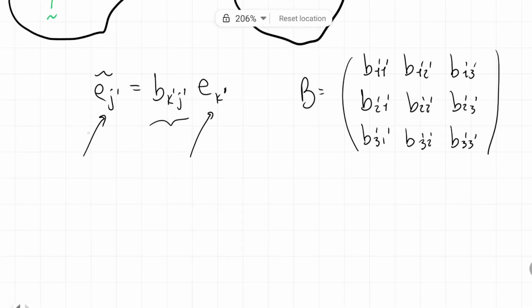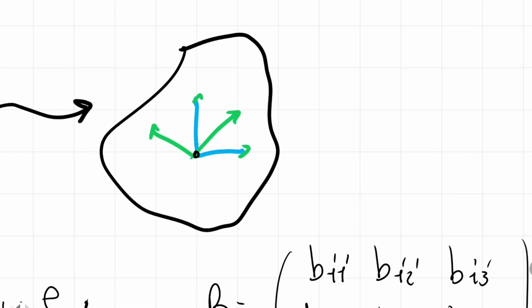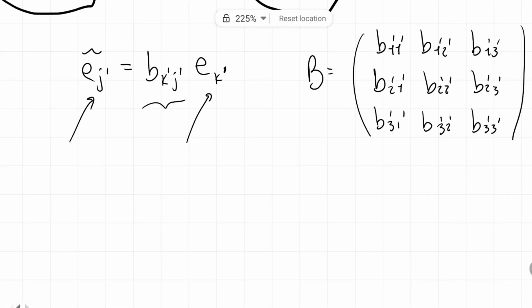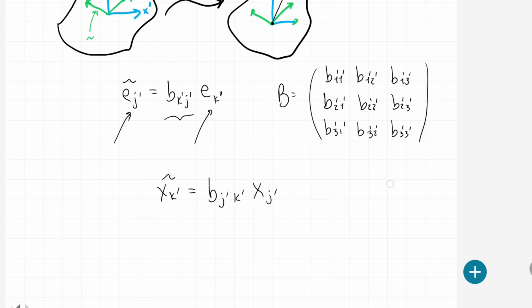And since we can transform the components of the basis, we can also transform the components of a position vector that is located at the origin of these two coordinate systems. So as I mentioned, there is an equation that relates the components of each coordinate system, which is going to be x_k prime tilde equals b_j'k' x_j'. Perfect. So this will be a very important equation for what we are going to do.